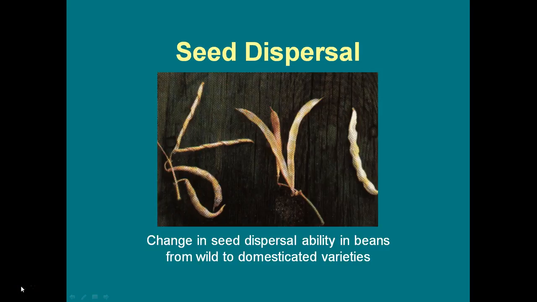In this photo we can see the difference between wild beans and the way that they self-disperse their seeds versus domesticated beans. So on the left and in the middle are wild beans, and as the pod dries and the seeds within mature, it splits open, and in the case on the left, the halves of the pod coil in order to force the seeds to be dispersed away from the plant and onto the ground where they can work their way into the soil and sprout to become the next generation of plants.